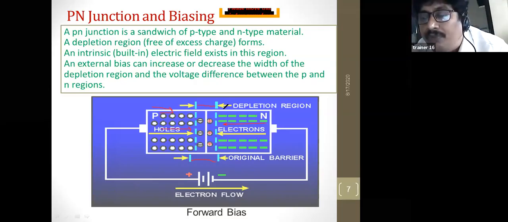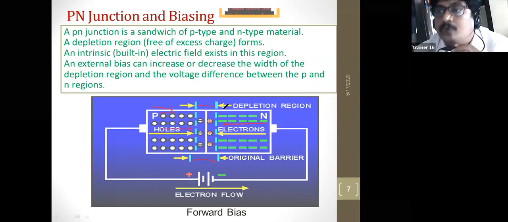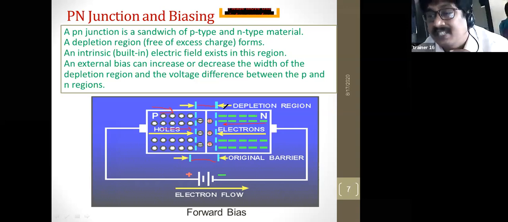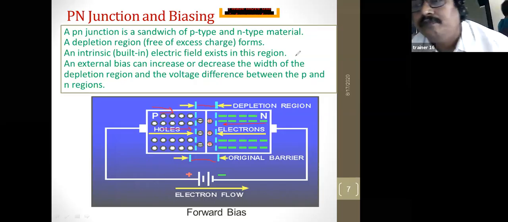So the diode is mainly used to regulate the voltage and to regulate the current. For example, in a TV there are so many components. Suppose I want to protect the transformer. To protect that component, I have to install diodes before it to protect the transformer. That is just an example I am giving.